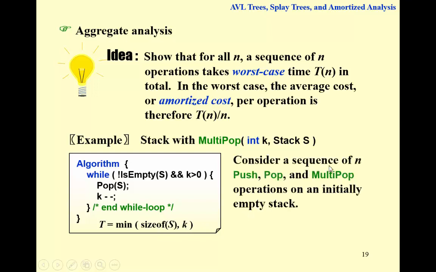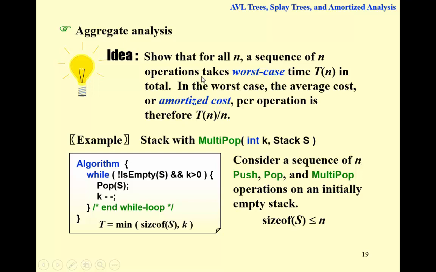Now let's consider a sequence of n operations. The n operations could be push, pop, and multipop on an initially empty stack. This is very important. Initially empty stack. So what is the total worst case time? Here we assume that the size of S is no more than n. So obviously the worst operation is multipop. It takes as bad as n steps to pop everything out if k equals n, right? So the worst case complexity for one multipop can be as bad as n.